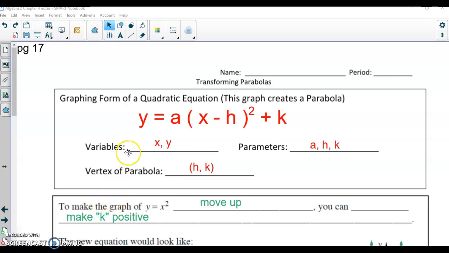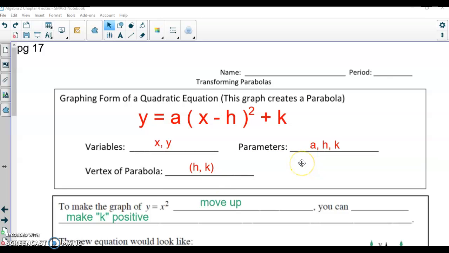So the general form of a quadratic is y equals a times the quantity x minus h squared plus k, where x and y are the variables. The parameters are a, h, and k. Notice they come in alphabetical order in the equation. And the vertex of the parabola is (h, k). Those letters, h and k, are always going to be the vertex of any of the shapes that we are going to talk about for the remainder of the chapter.